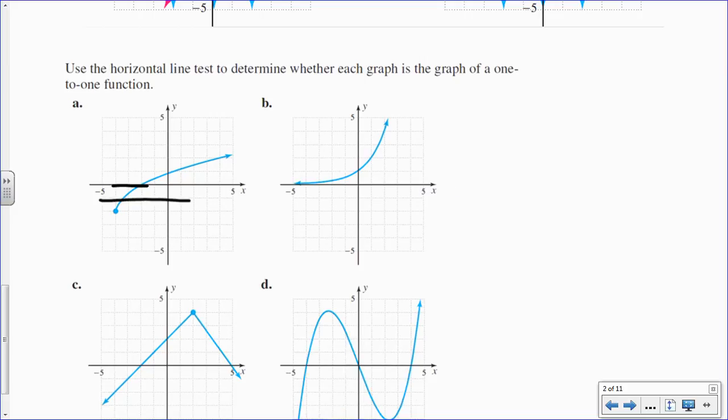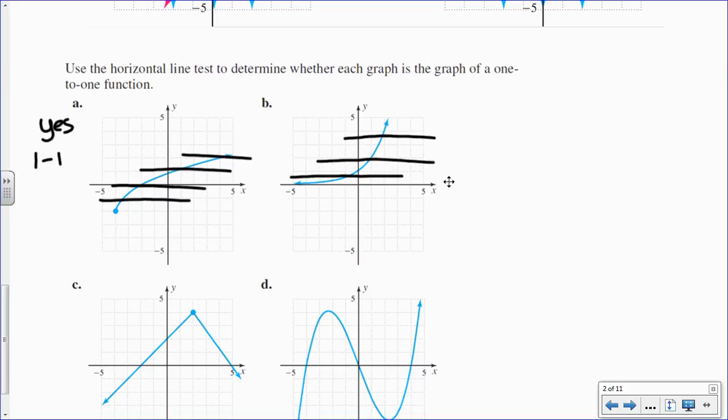So A, is this one-to-one? Yes. Okay, what about B? Is this one-to-one? Yes. So it approaches this, x-axis is an asymptote. It approaches, but it's getting closer and closer. It never gets exactly horizontal there. So this is yes. Okay, what about C? Is this one-to-one? No. What about D? No.